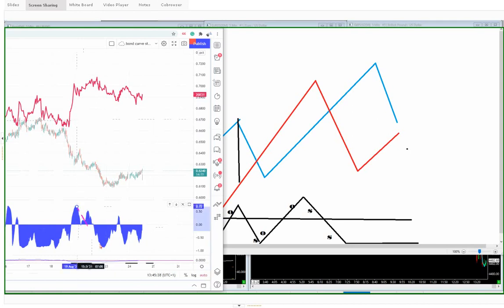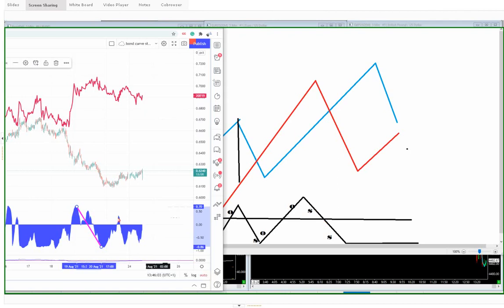Now the red line is bond prices. The candles are the 10s, 30s curve. We see during that dropping price, right? We see it going negative at this stage here. Well, when that's going negative, what direction should bond prices be going in? The same direction as the 10s, 30s. Bond prices should start going in the same direction as the 10s, 30s.